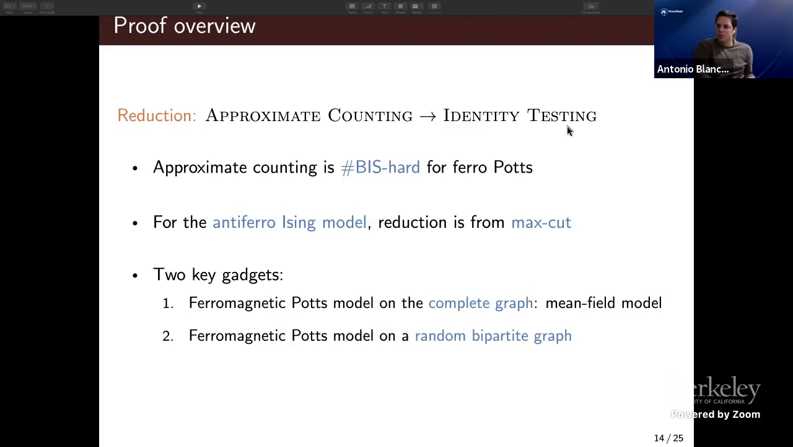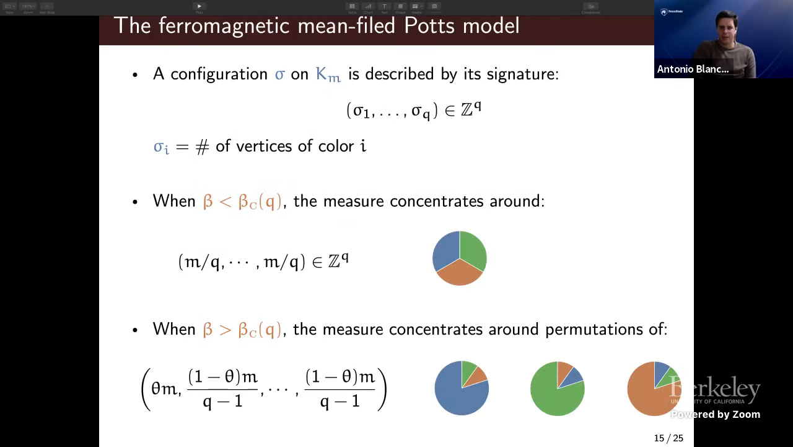Okay, so there are going to be two key gadgets in our reduction. The first one is the ferromagnetic Potts model on the complete graph, which is known as the mean field model. The second one is the ferromagnetic Potts model on a random bipartite graph. The second one is going to be a degree-reducing gadget that has been used before in other hardness of approximation and hardness of counting results.